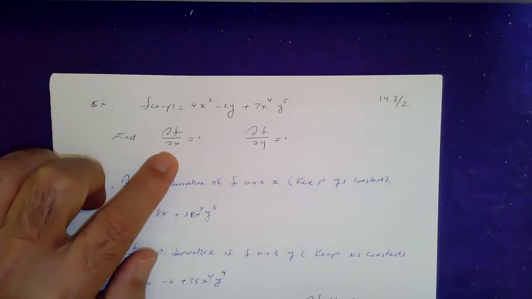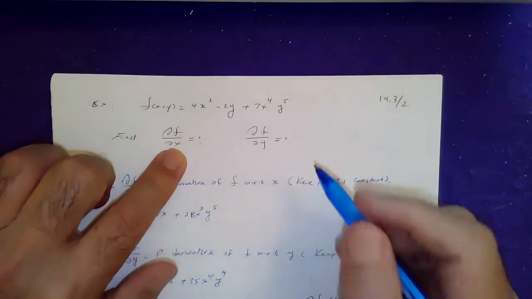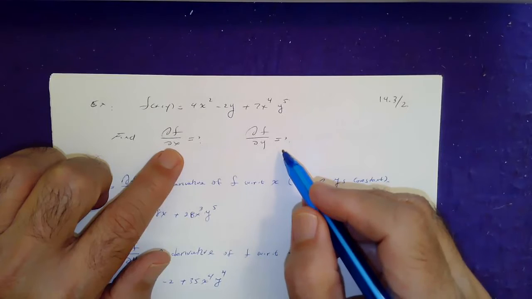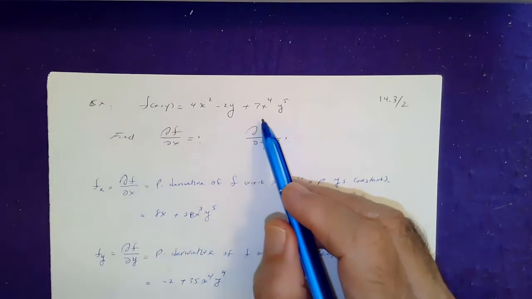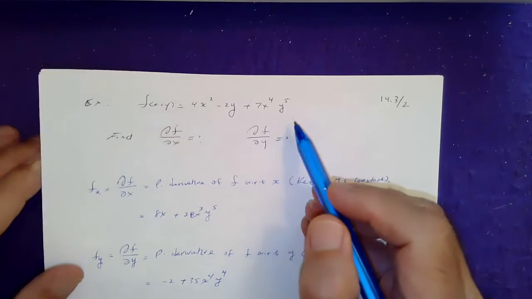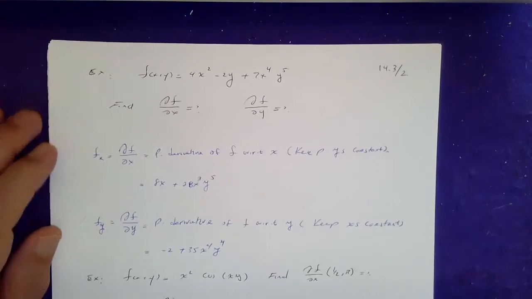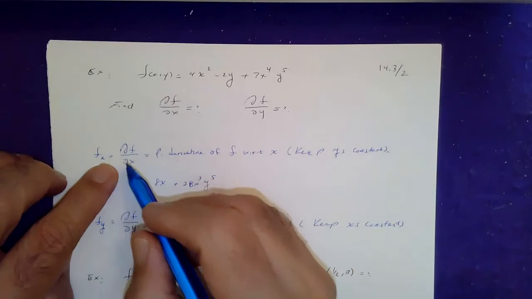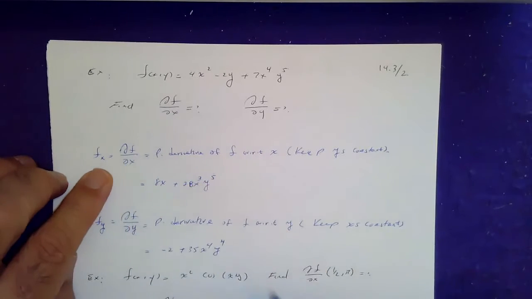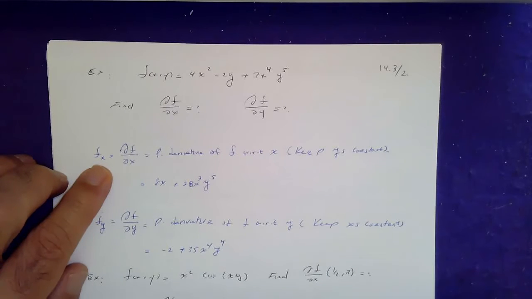What would be the partial derivative of f with respect to x and the partial derivative of f with respect to y if f of x y is 4x squared minus 2y plus 7x to the 4 y to the 5th? Keep in mind, these are the notations, so choose your favorite notation. Make sure you do not use d. This is a curved d, yes? Or use the subscript notation.